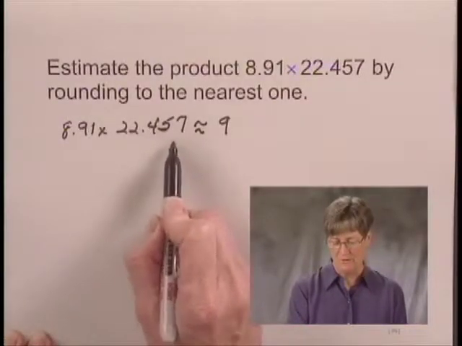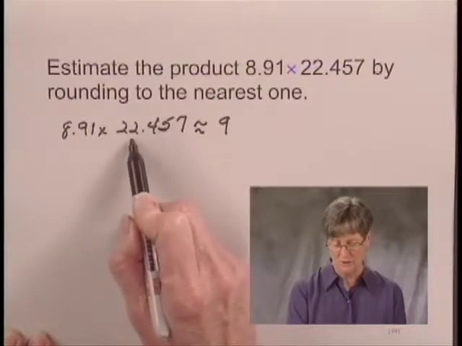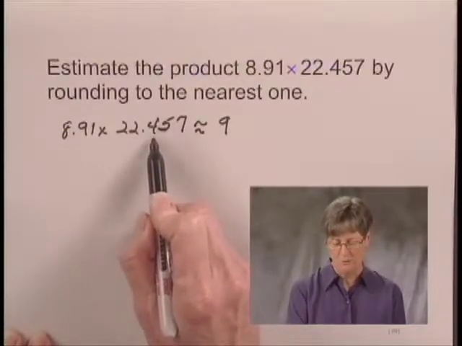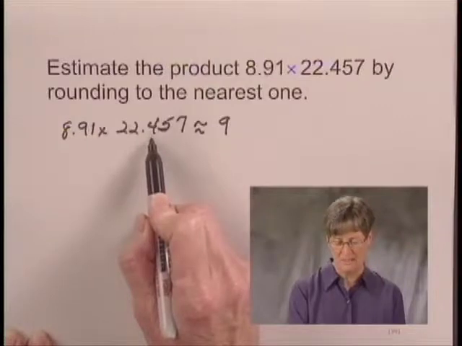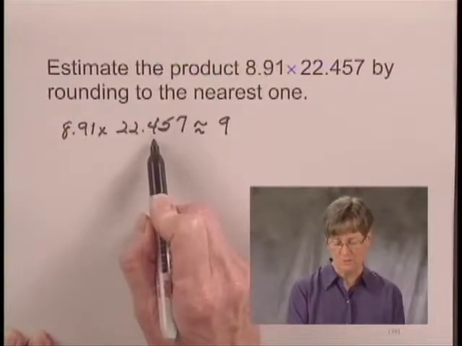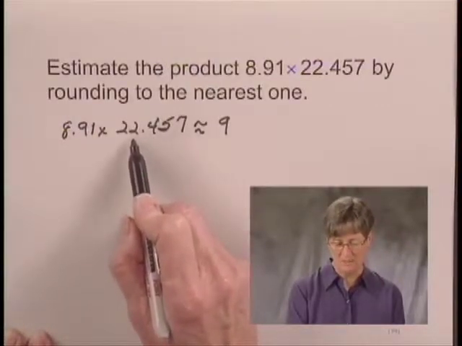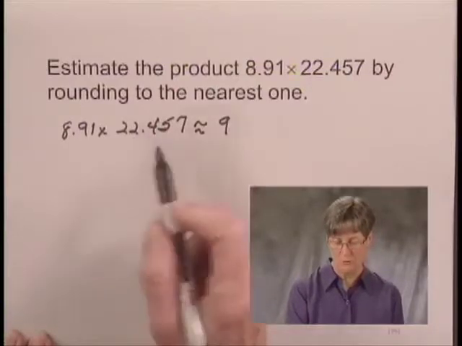Rounding 22.457 to the nearest one, the 2 is in the ones place, 4 is in the next place to the right, the tenths place. The number 4 is 4 or lower, which means that we round down, which really means that we just keep the 2 ones here as 2 ones.